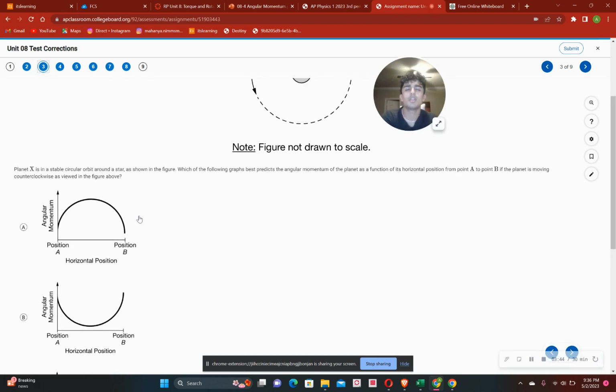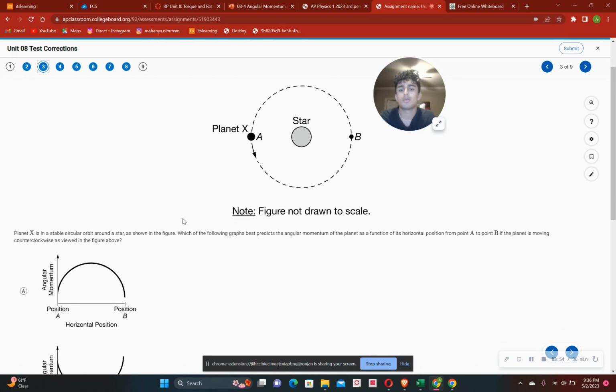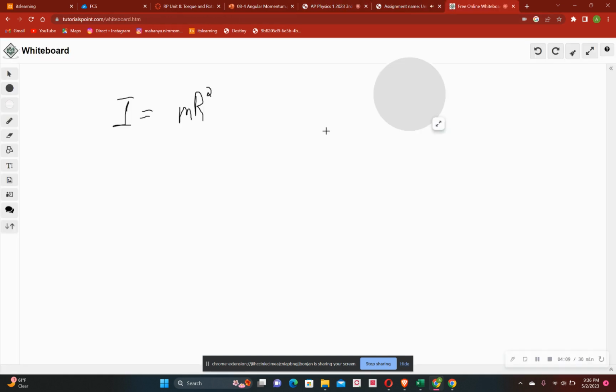Question number 3. This is another question that I did not have on my test. When working this out, they give you this image, and it's asking which of the following graphs best predicts the angular momentum of the planet, right? When you're thinking about angular momentum, linear momentum would be p equals mv, where p stands for linear momentum.